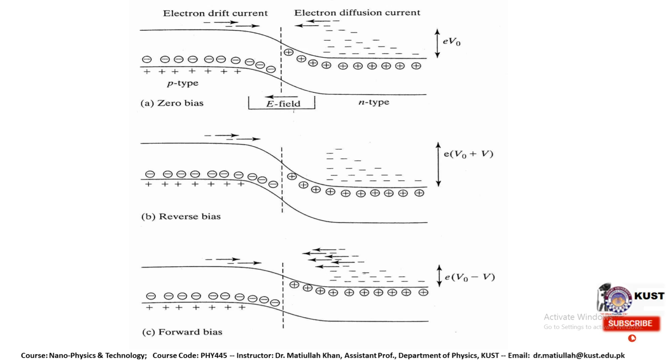And in the forward bias case, the potential difference available is eV naught minus V, that depends upon the external potential difference. But keep in mind, again I am telling you, that to make the current move, the charge to flow, the external potential V should be at least greater than V naught.